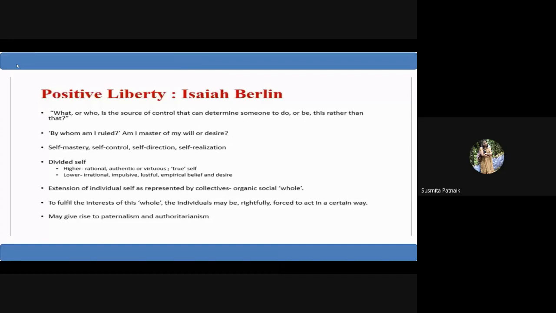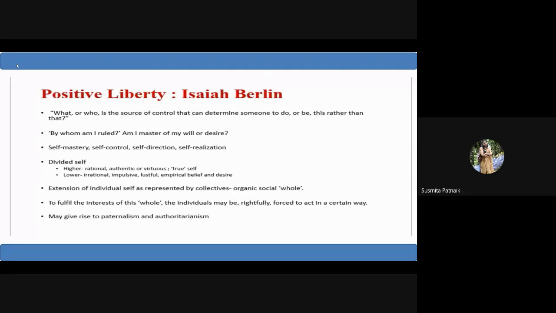But between the negative and the positive liberty, there is one thing, the relation of the individual with the state. When the state hurts the individual, and the individual hurts the state, at that time what will happen? The work or the position of the liberty is erased.